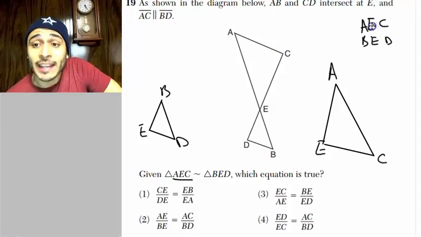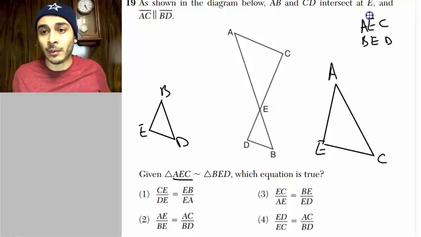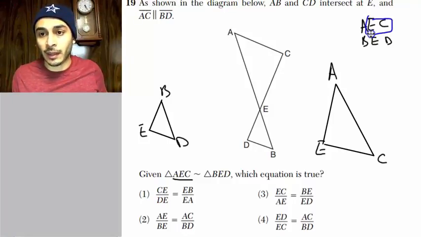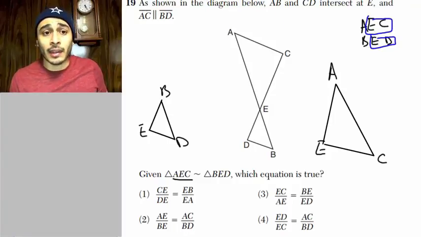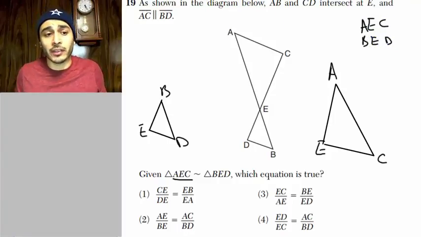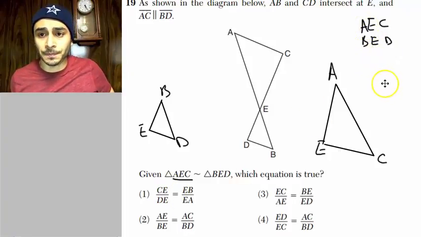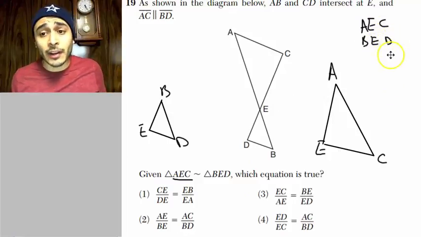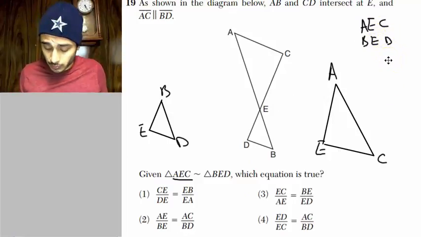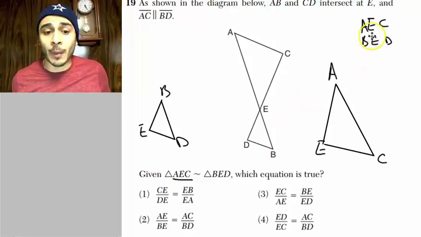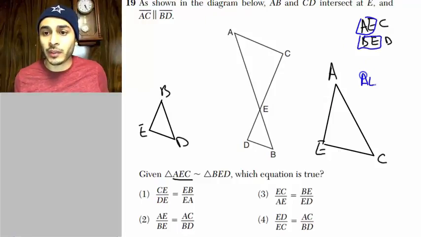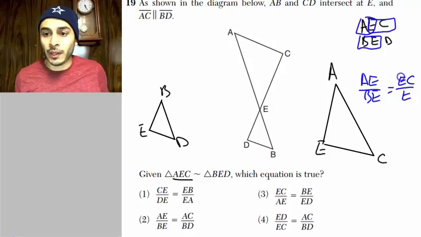It also tells you side EC corresponds to side ED, right? You see how I'm just looking at side EC and then it corresponds to ED. And so on and so forth. You can actually say many things just from looking at that similarity statement. And from the similarity statement, you can also even write proportions. So, for example, side AE over side BE. So you can say AE over BE is equal to what? We can say EC over ED.